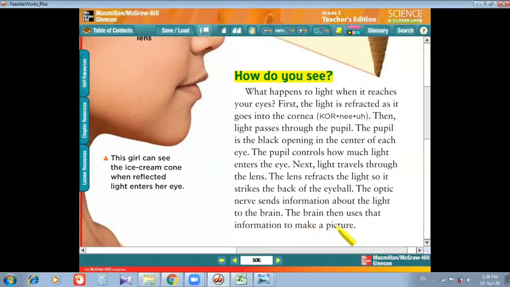Now, for example, if you see your father or your mother, all this happens, and the image of your father or your mother comes to the optic nerves, and the optic nerves send a message to the brain, and then the brain recognizes that yes, this is your father or this is your mother. So at the end, the image is transferred, the message is sent to the brain, and then the brain recognizes that thing.